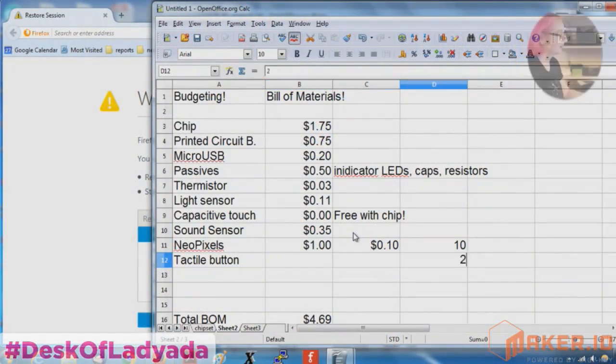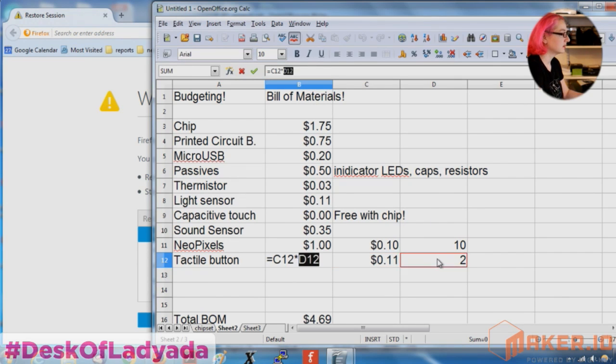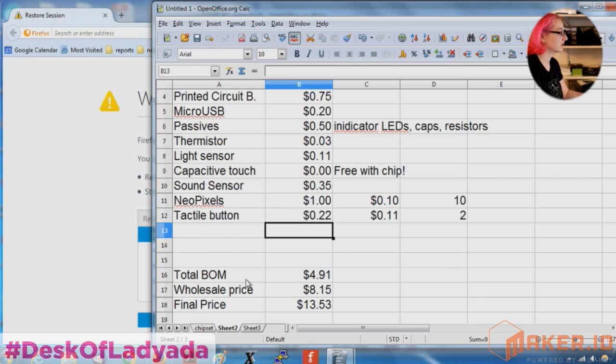All right, what do you want to do? Okay, so go back to the computer. So the 2 tactile switches, I want 2 of them, and they're going to be about 11 cents each. So multiply it out. Okay, good. So we're at $13.50.